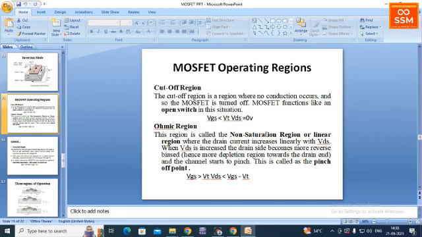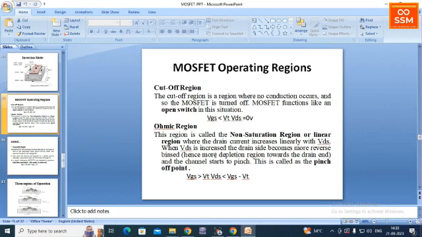As a result, the current flow is going to be 0, and simply we can say that in the cutoff region, this MOSFET is merely going to act like an open switch. Only if it conducts does it come to the closed switch condition, else it is in the open switch condition. So we can say that it is in the off state. MOSFET is in the off state when it is operating in the cutoff region.